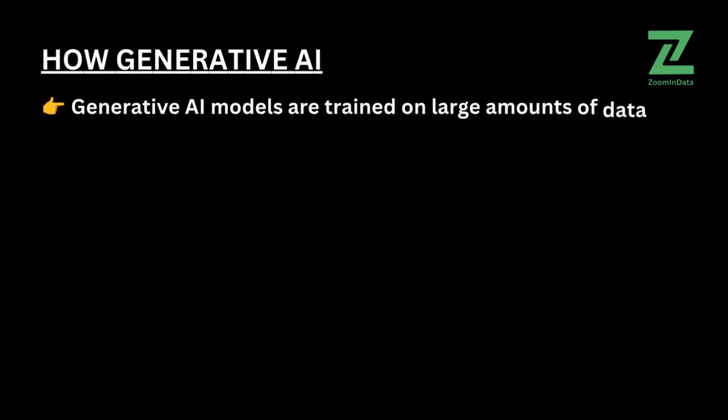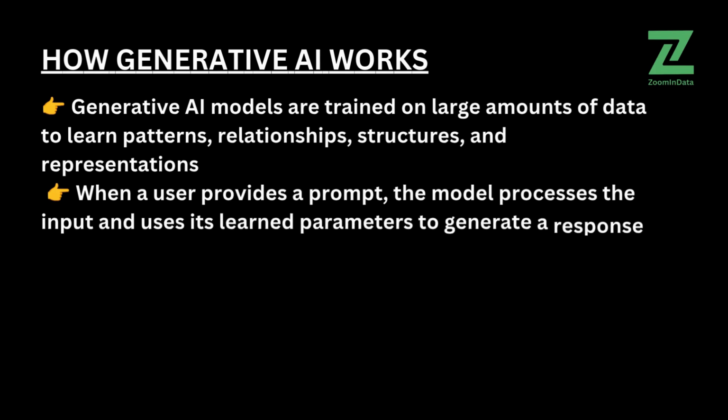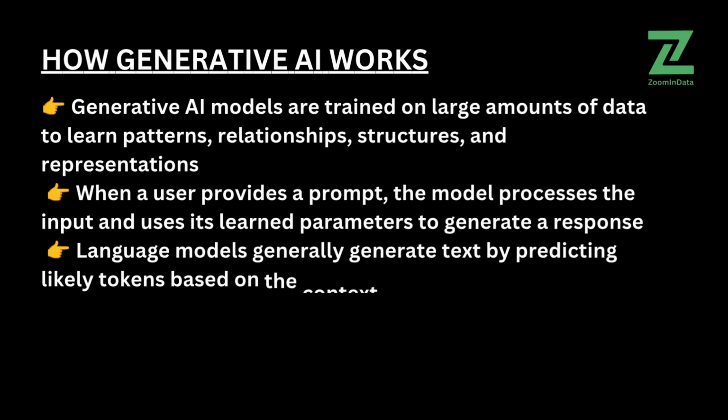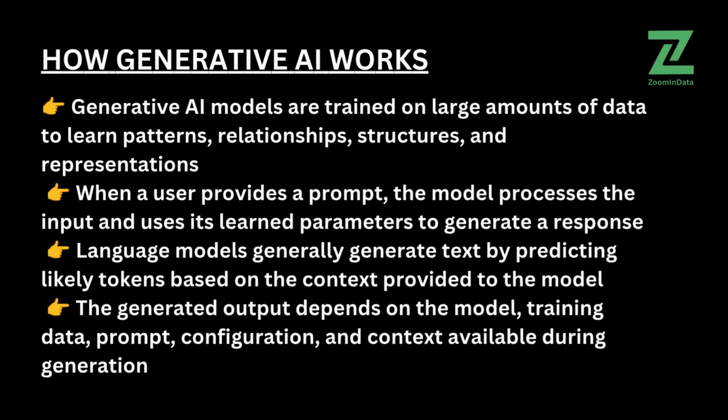Generative AI models are trained on large amounts of data to learn patterns, relationships, structures, and representations. When a user provides a prompt, the model processes the input and uses its learned parameters to generate a response. Language models generally generate text by predicting likely tokens based on the context provided to the model. The generated output depends on the model, training data, prompt, configuration, and context available during generation.